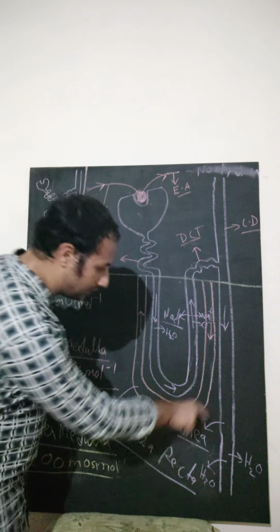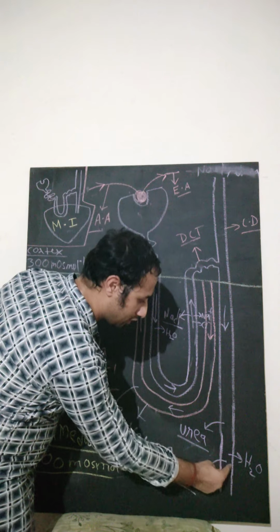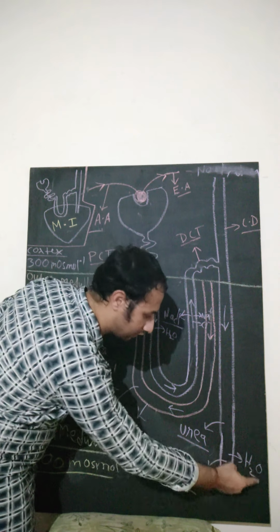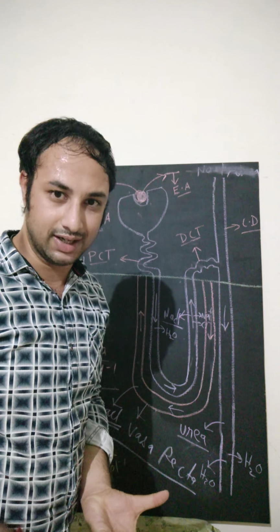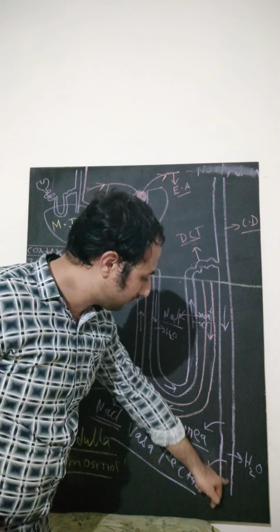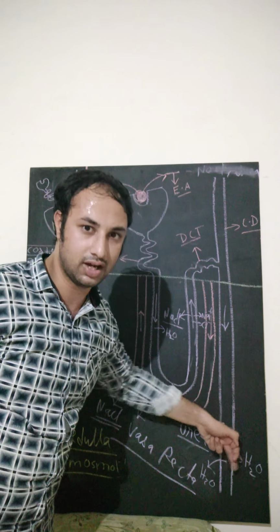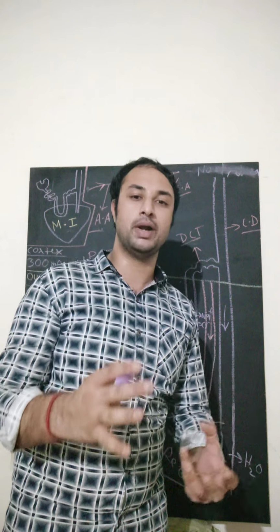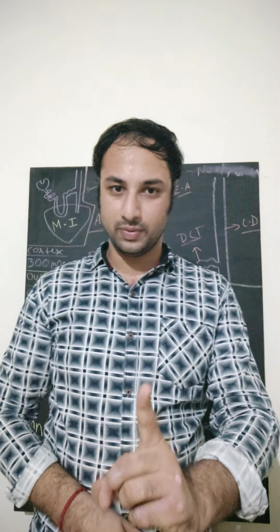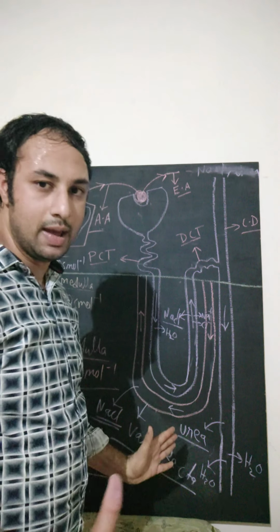And then what will happen? This dilute filtrate which is moving downward, because of the water coming out of it, will become what? Concentrated. That filtrate is also considered as urine. So because of the water coming out, our urine becomes what? 4 times more concentrated as compared to the initial filtrate form. Clear? So this is all because of what? The counter current mechanism.